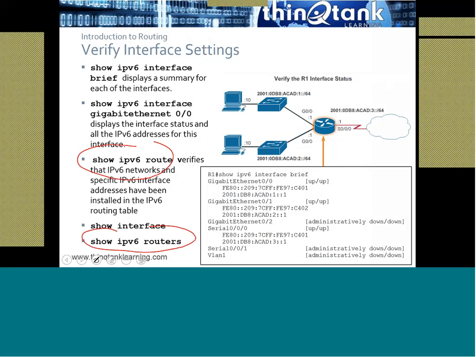So this is what I was talking about with that link local configuration. Those link local addresses were derived from the EUI-64 process. Can you identify what interface or what network that belongs to based on that configuration? No. Right? All right.